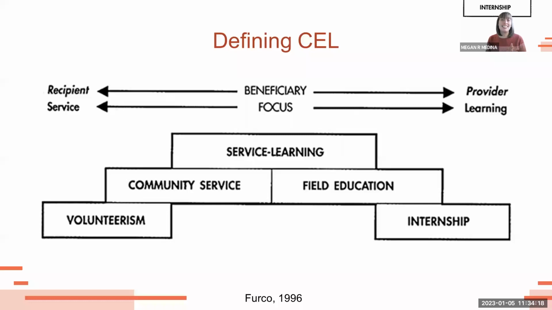Just as important as it is to define what is CEL, it is also important to define what is not CEL. Andrew Furco in 1996 wrote a seminal article about defining what at that time was called service learning. A core part of this was looking at these two continuums at the top. Who is the beneficiary of the action, and what is the focus of the action? So on the far left side, if you're looking at your screen, is volunteerism.